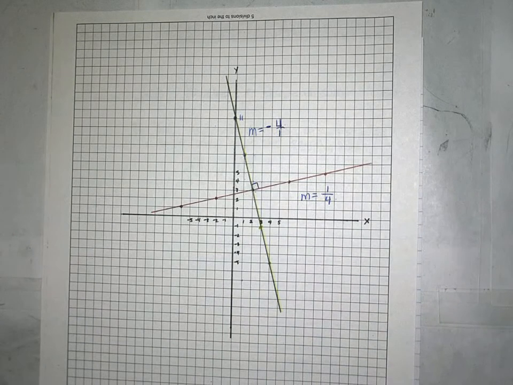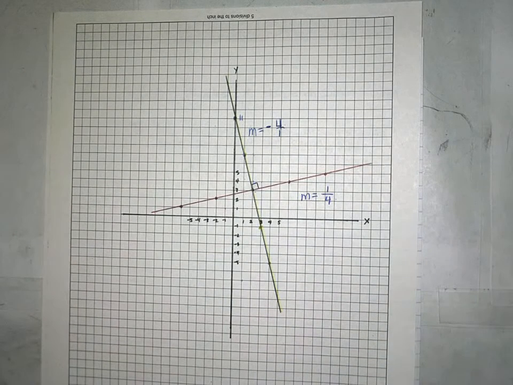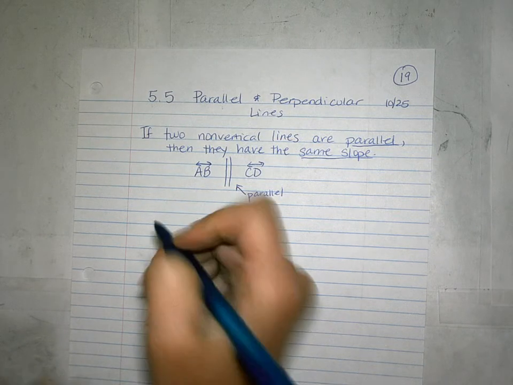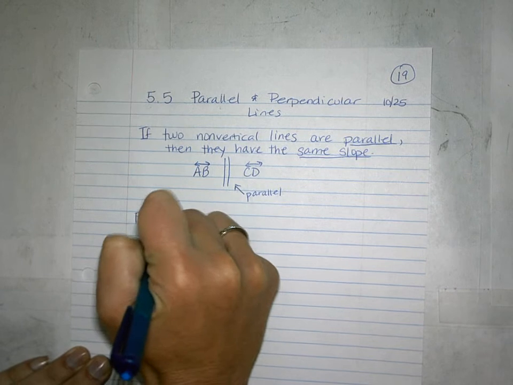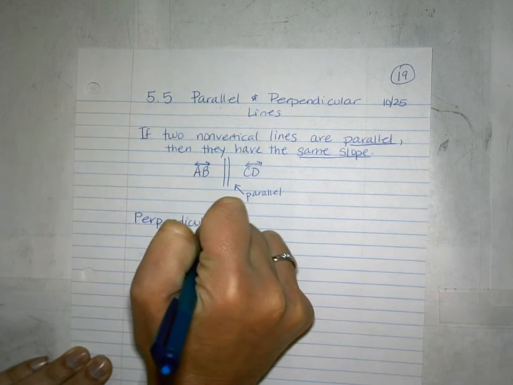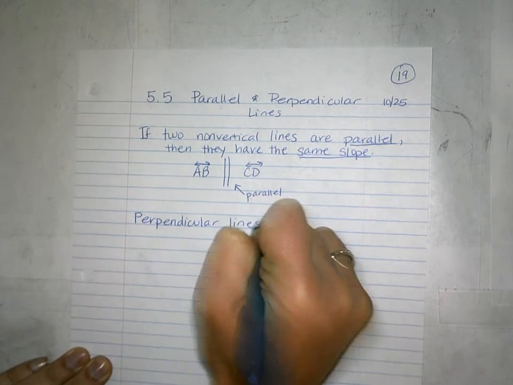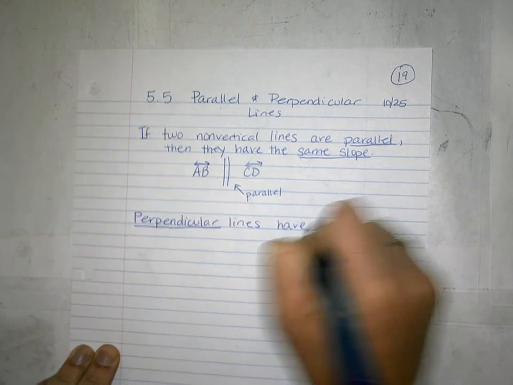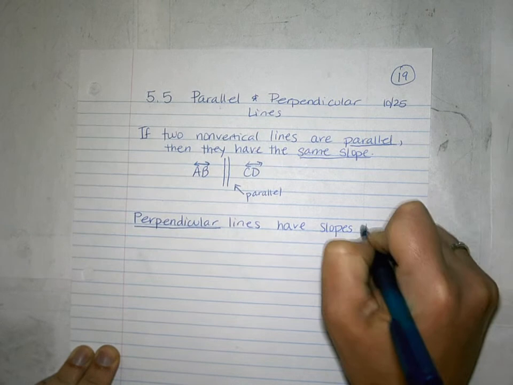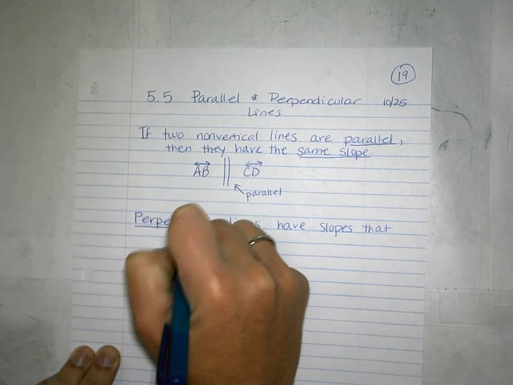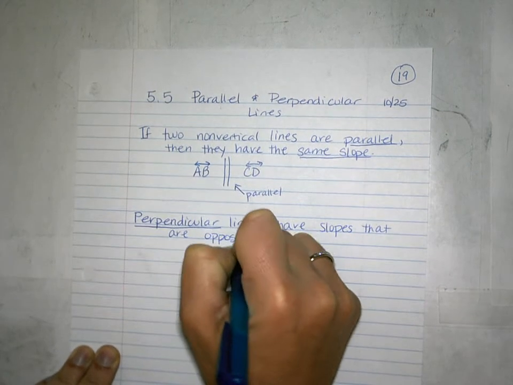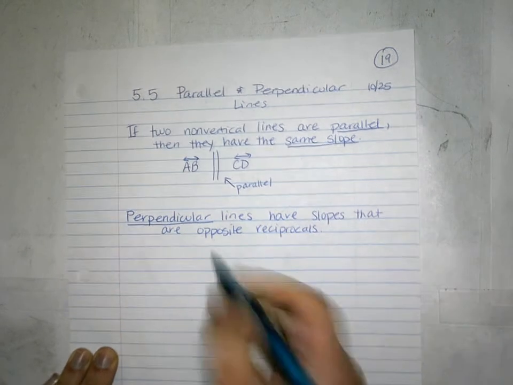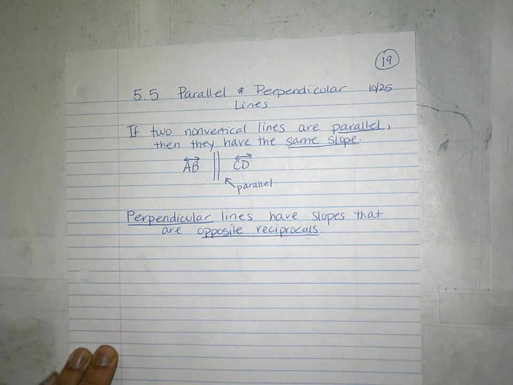That is always the relationship of perpendicular lines. So let's write that down. Let's write that perpendicular lines, so I'm going to underline perpendicular lines, have slopes that are opposite reciprocals. And I'm going to underline opposite reciprocals.